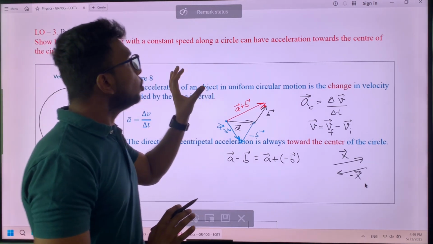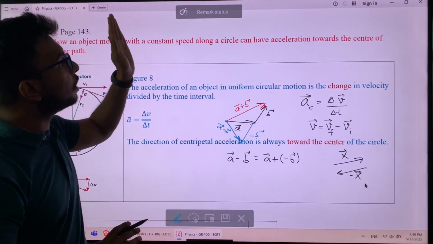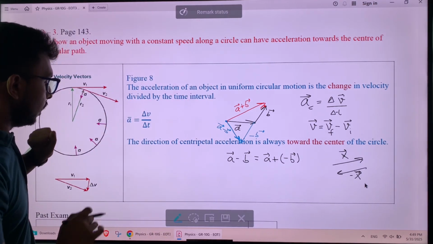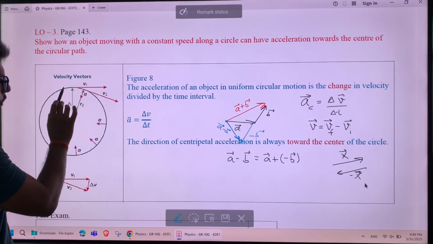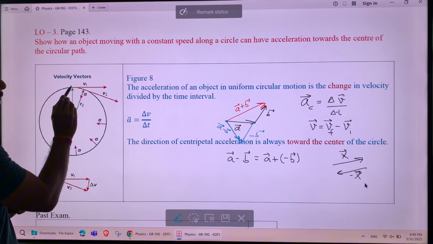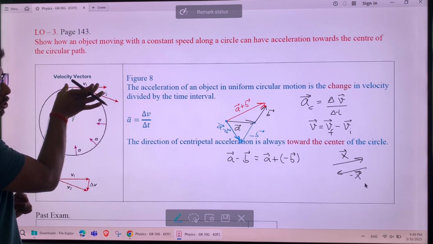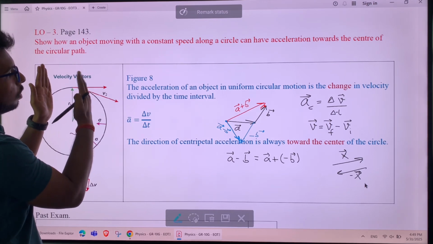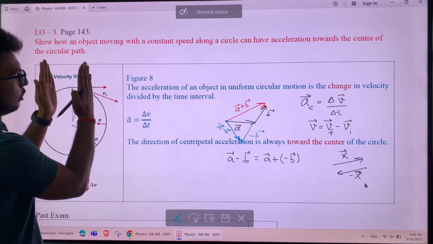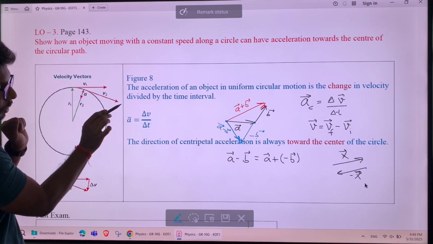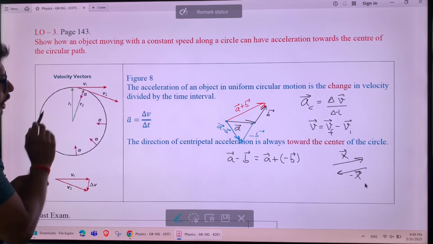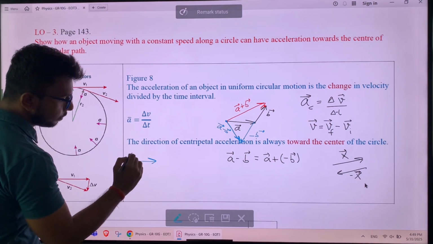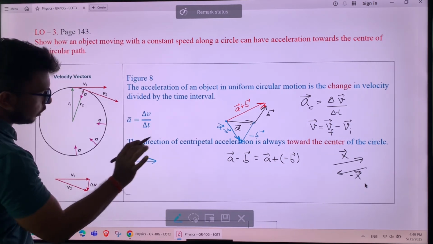Now, we need to show that an object moving with a constant speed along a circle can have acceleration towards the center of the circular path. Now, let's try to understand this. If this is the circular motion or this is the object, this is V1, the length of which is same. That means length represents the value, or in actual words, we call it magnitude. So here also it is 10 meter per second, here also it is 10 meter per second, but the directions are different. So if this is V1, this is V2.